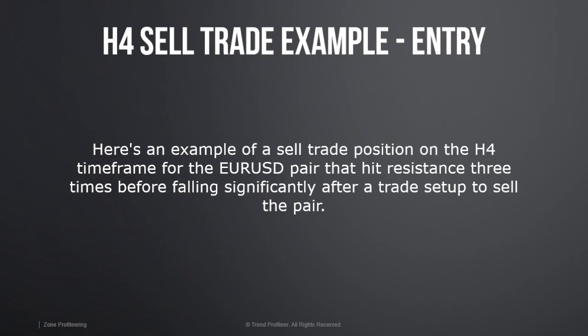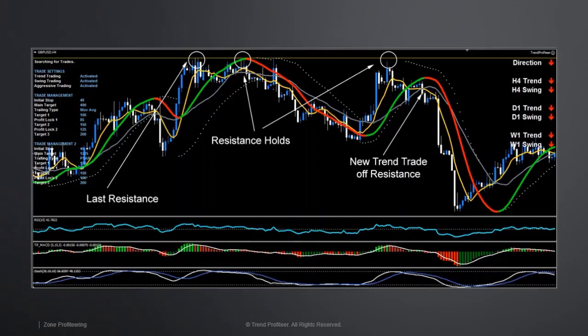Here's a sell example on the euro. You can see here last resistance. You can see resistance holding here. You can actually see it hitting again here. So it's a strong resistance level. So when it came up again and just fell short, but you can see it certainly tested it.